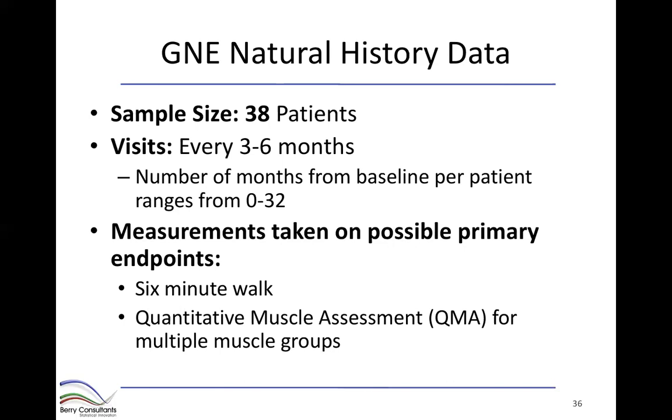Several measurements were taken and summarized for this natural history data set. One of them that we'll talk about is the 6-minute walk test, which is the common endpoint used in muscle diseases, and it's essentially how many meters you can walk in 6 minutes. Another endpoint that they capture is the quantitative muscle assessment, or QMA, for different muscle groups.